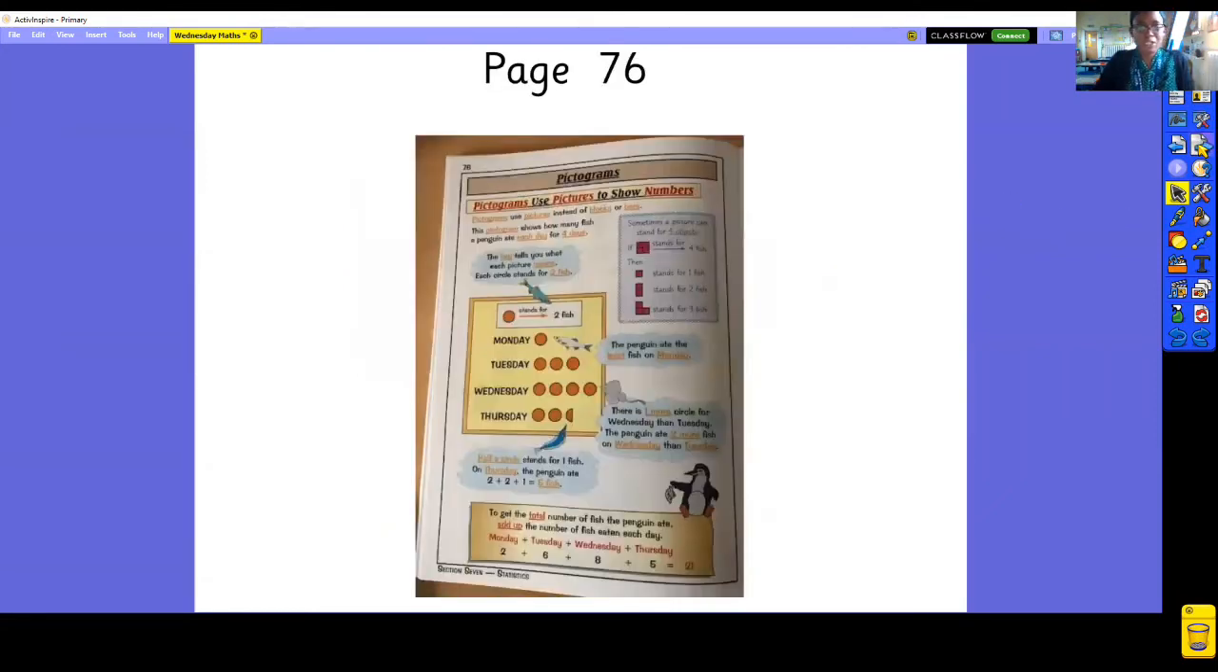Right, hope you've got your CGP book ready. We need page 76 today. Okay, we're focusing on good old pictograms. So pictograms use pictures to show numbers. Pictograms use pictures instead of blocks or bars.